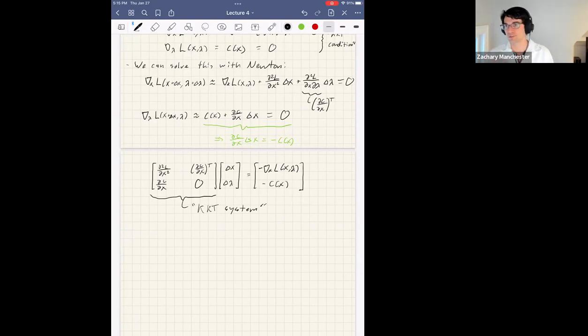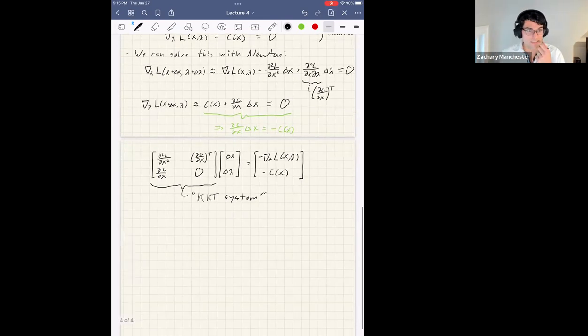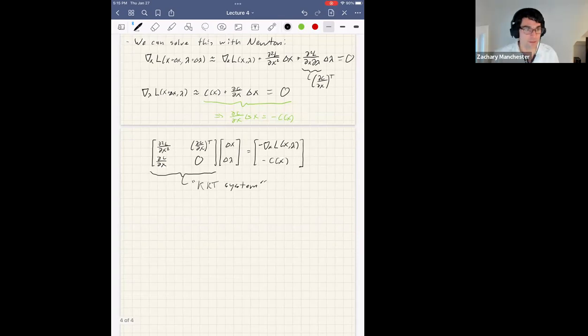So when you write down Newton's method on the Lagrangian first order necessary conditions with respect to both x and lambda, you get this particular linear system. And it's so common that it has a name, and lots of specialized numerical methods for solving exactly this equation. The Hessian shows up in the top left, and then you have the constraint Jacobians in the top right and bottom left blocks, as transposes. The whole matrix is symmetric and has some nice properties. So that's worth knowing about.